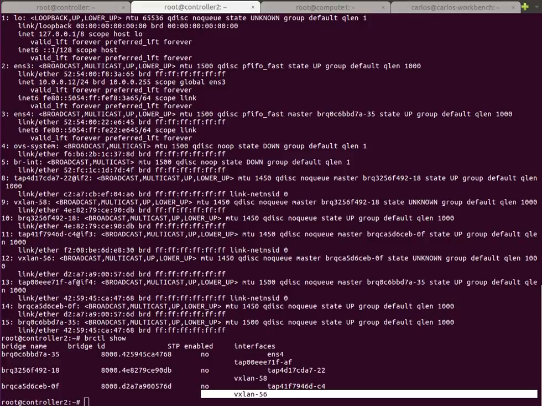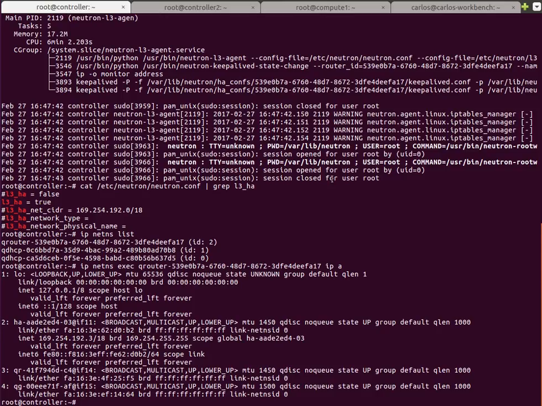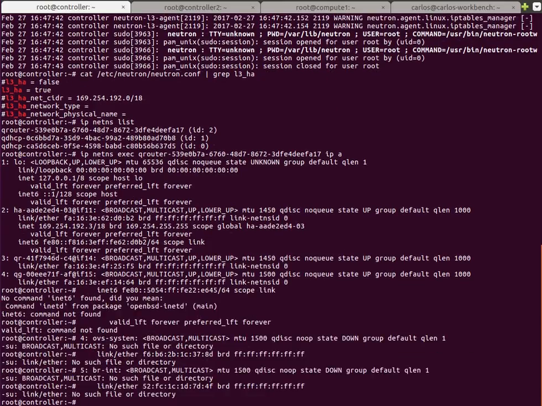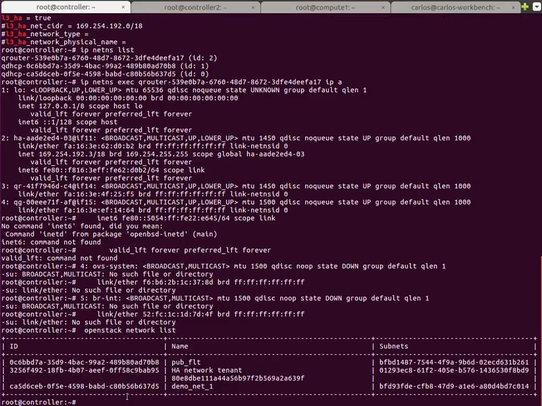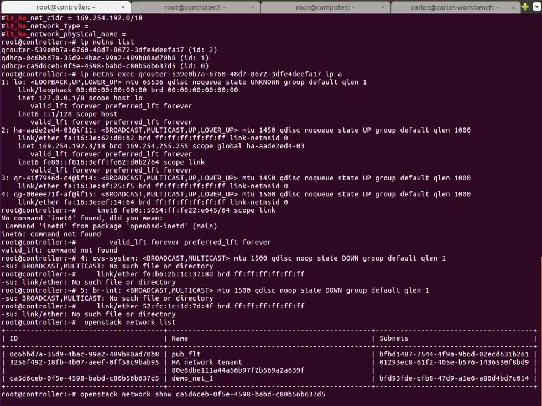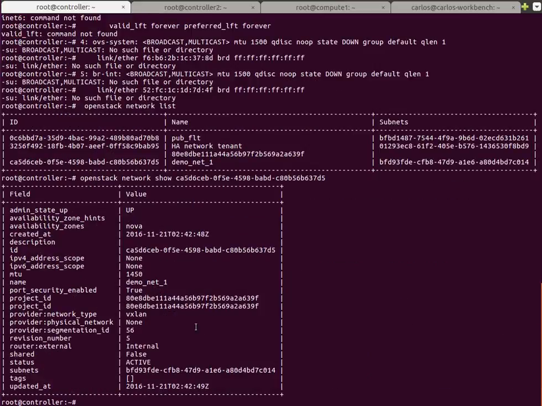How do we know that VXLAN 56 is the network for that tenant? We can determine that by looking at the networks that currently exist in Neutron. OpenStack network list. These are the networks. Let's take a look at demo net 1. And we see that it has associated VXLAN 56.